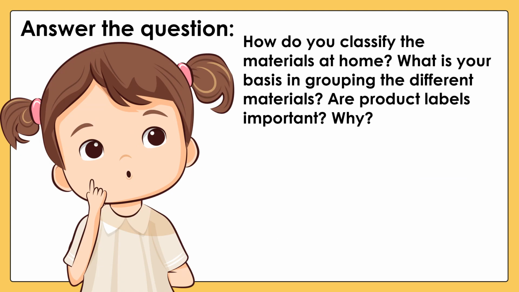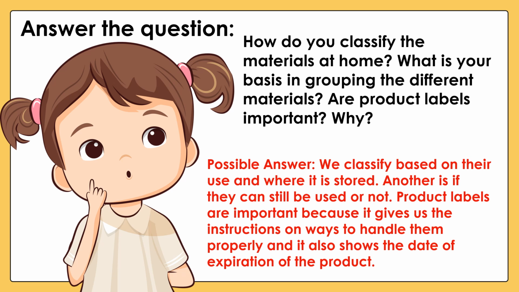Let's try to answer the question. How do you classify the materials at home? What is your basis in grouping the different materials? Are product labels important and why? So this is the possible answer that you can have. We classify based on their use and where it is stored. Another is if they can still be used or not. Product labels are important because they give us the instructions on ways to handle them properly, and they also show the date of expiration of the product.